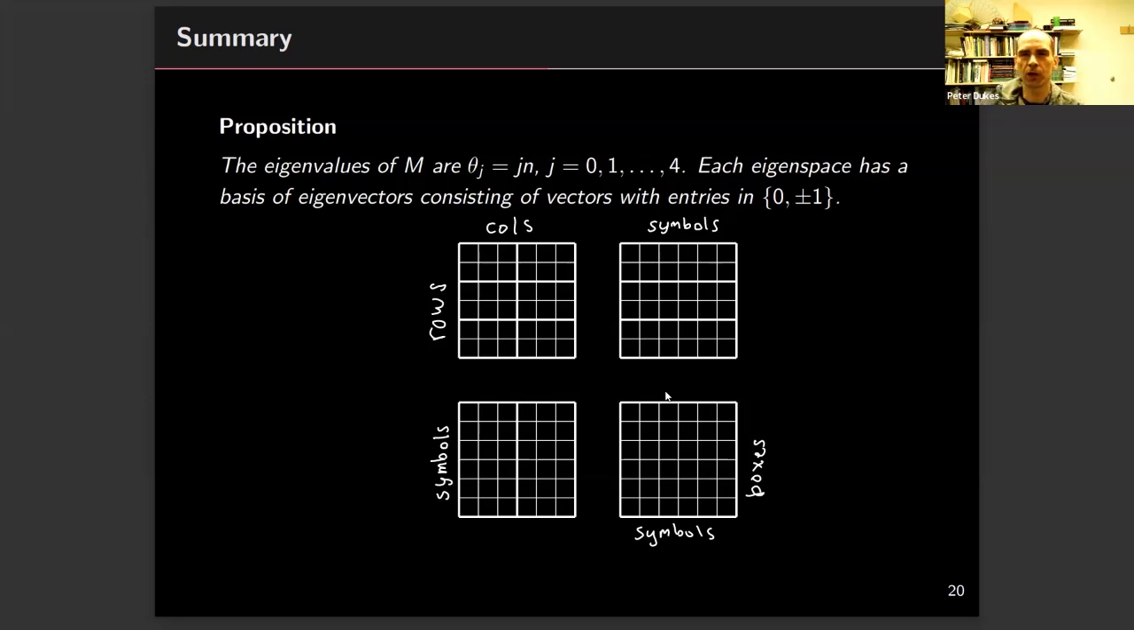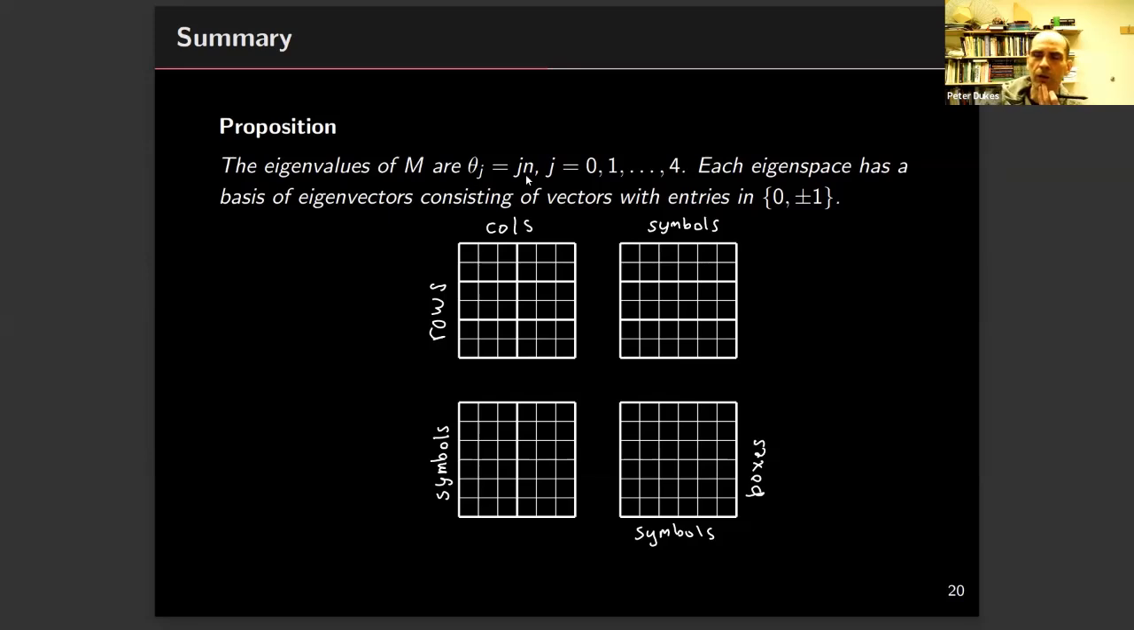Now I'll rush through this quickly here, but this may be interesting because this is maybe the real algebraic graph theory. Our matrix M from before, even though it's a bit nasty looking, actually has really nice eigenvalues and eigenvectors. You can have a basis of eigenvectors that are ±1, 0 valued. And the eigenvalues are simply these multiples of n: 0n, n, 2n, 3n, 4n.